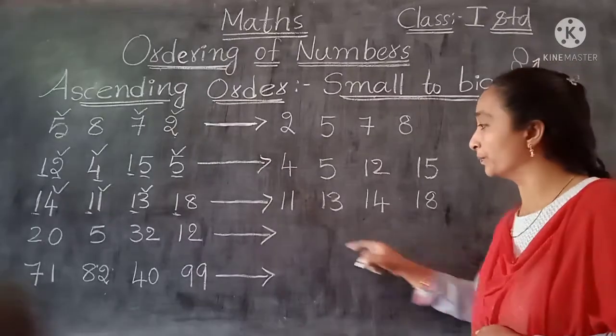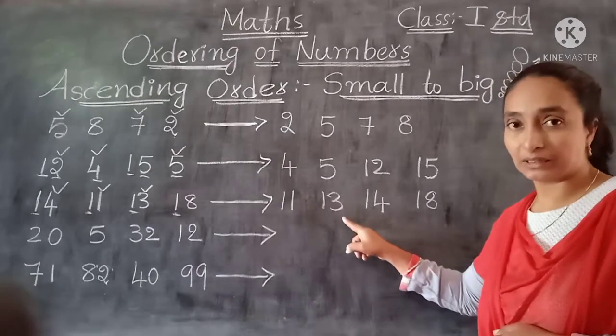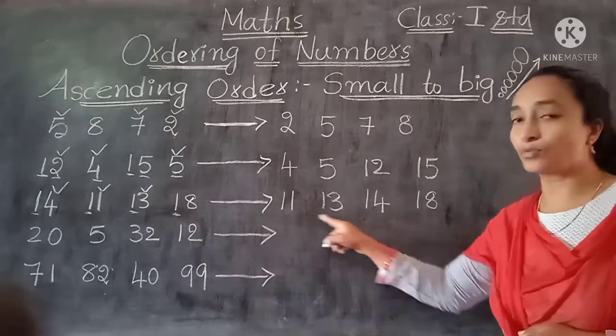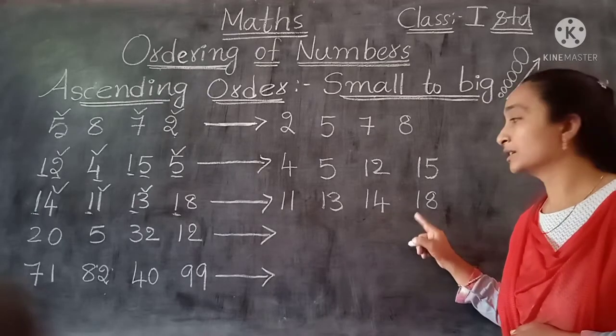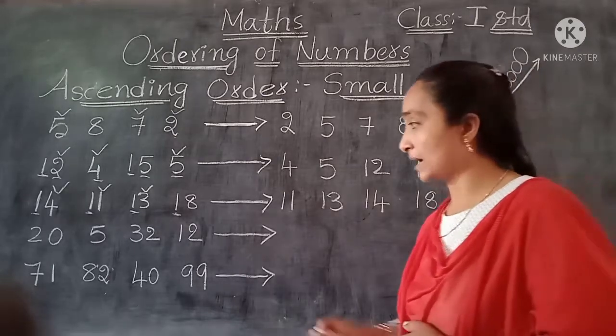Okay, small to big. So small to big: 1 1, 11; 1 3, 13; 1 4, 14; 1 8, 18. Got it? The order small to big. Yes, children? So here we have completed. Now let us see one more example.